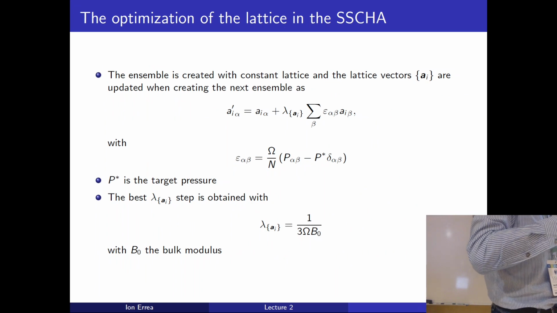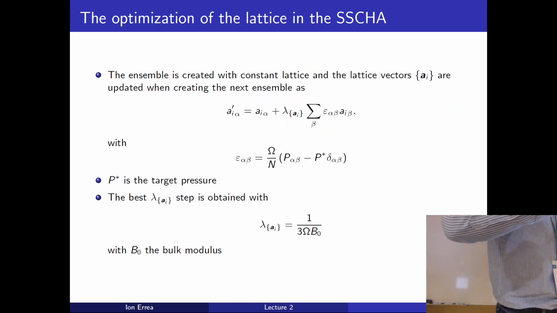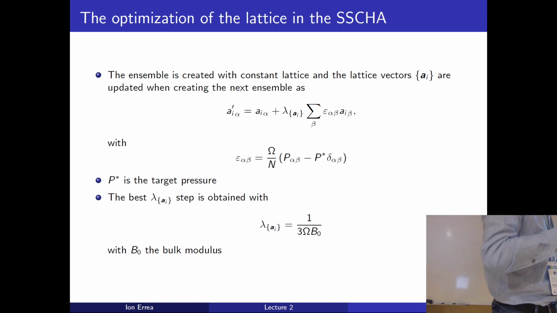Basically we need to update the lattice parameters in this way, where here we have this strain tensor. This is our target pressure, let's say P star. This is our pressure tensor calculated in this way. And here we have a step that gives us how much we move the lattice parameters from simulation to simulation, from population to population, when we regenerate the configurations.